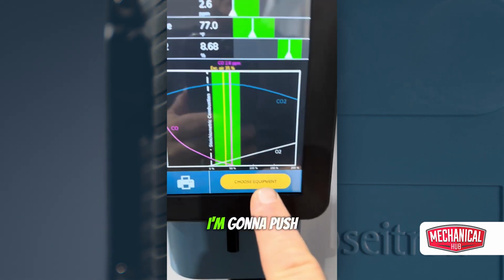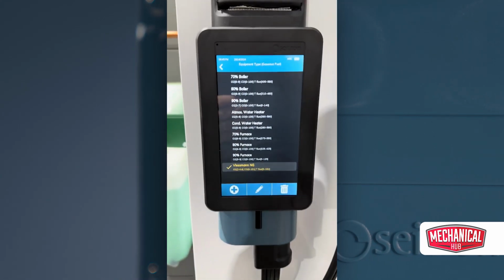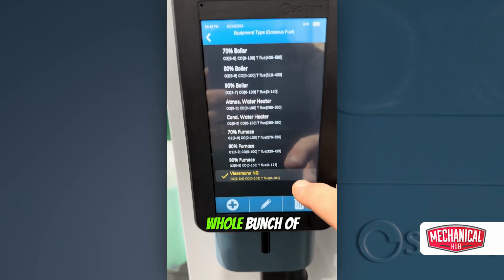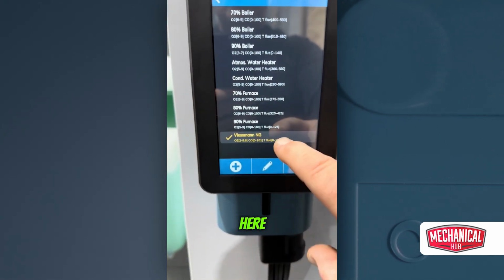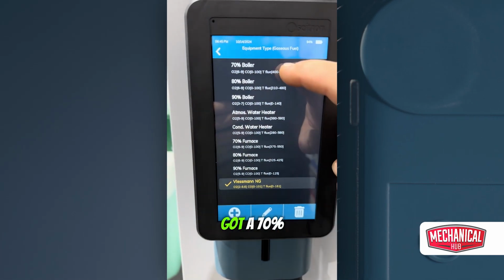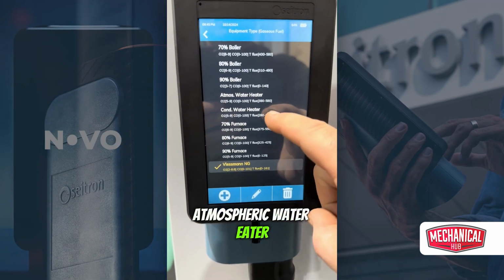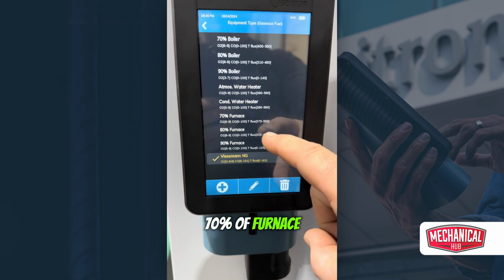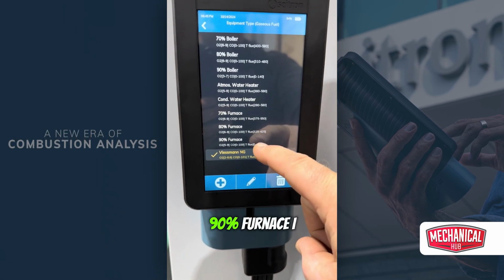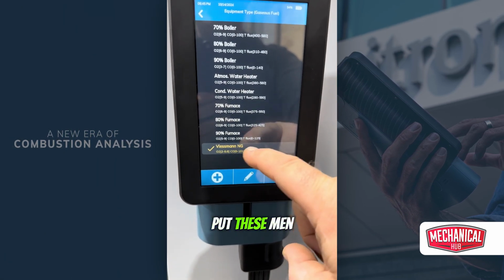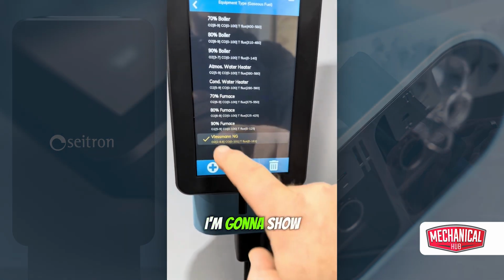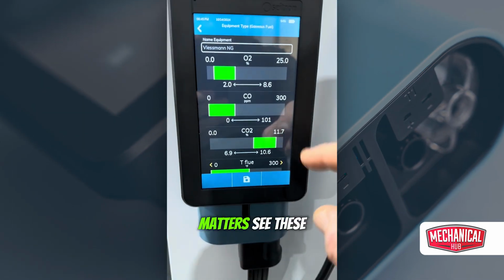I'm going to push choose equipment. It comes preloaded with a whole bunch of stuff. I actually put Wiesmann in here, and why is that important? So you've got a 70% boiler, 80% boiler, atmospheric water heater. You've got a 70% furnace, 80% furnace, 90% furnace. I put Wiesmann in here. I'm going to click on that, and I'm going to show you why it matters.